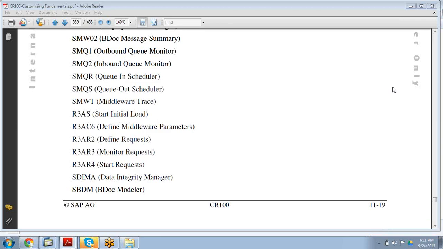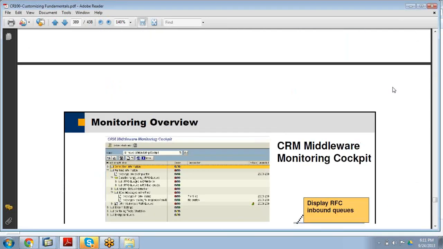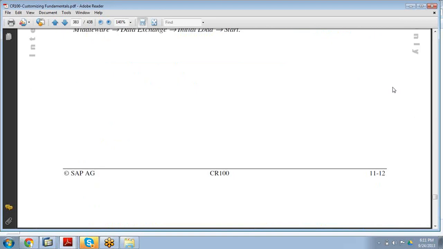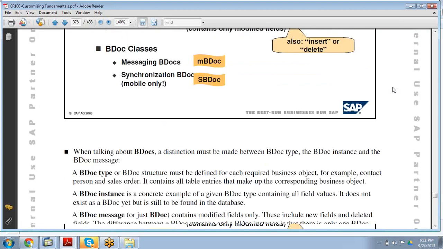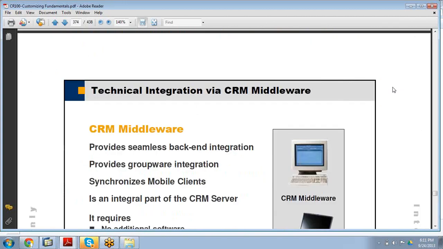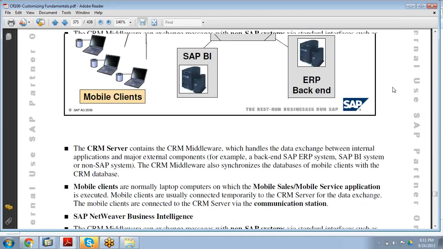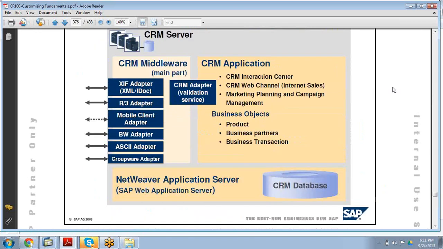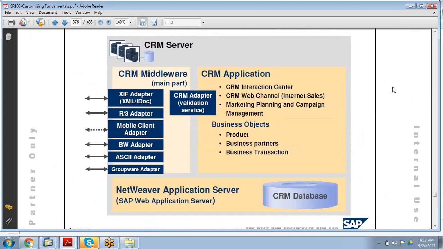Yeah. So when it comes to these T codes, we will be learning them one by one, but you have to understand. To start with, what is a BDoc? BDoc is something that, every time you are trying to understand middleware, is going to come in between. These are certain applications and objects we already know, and this adapter is called the validation service.